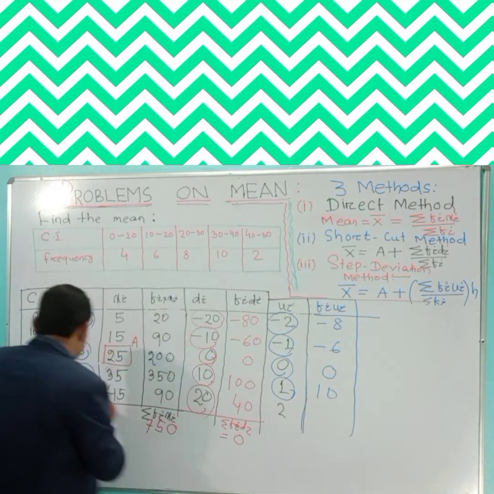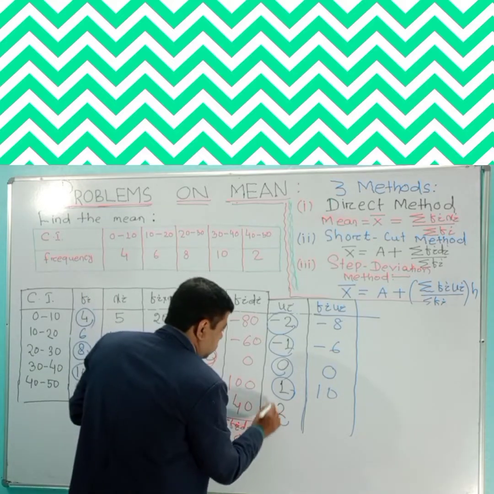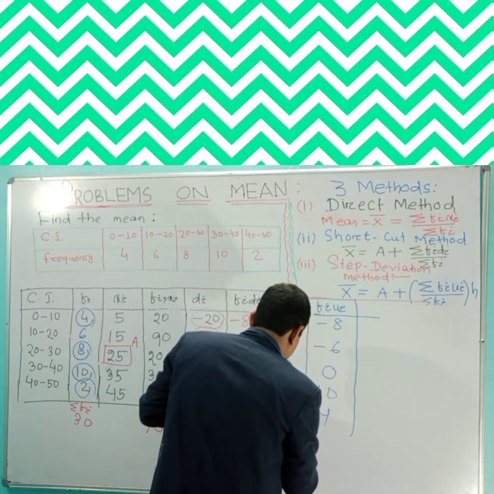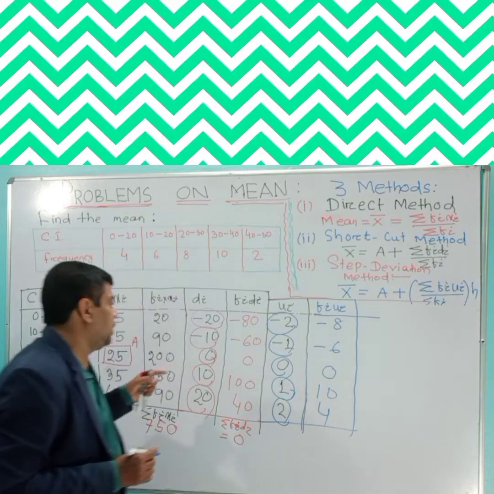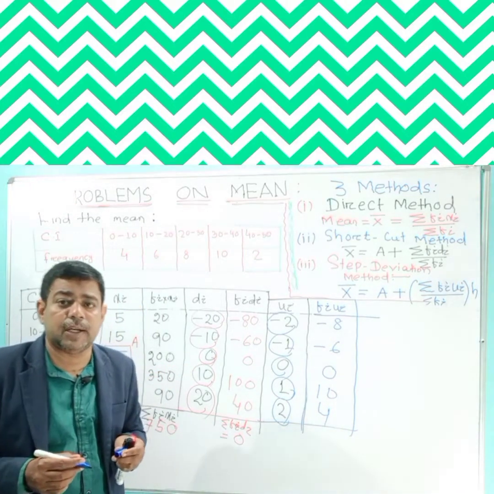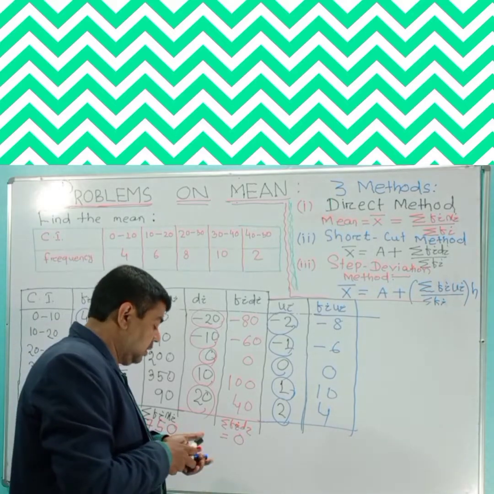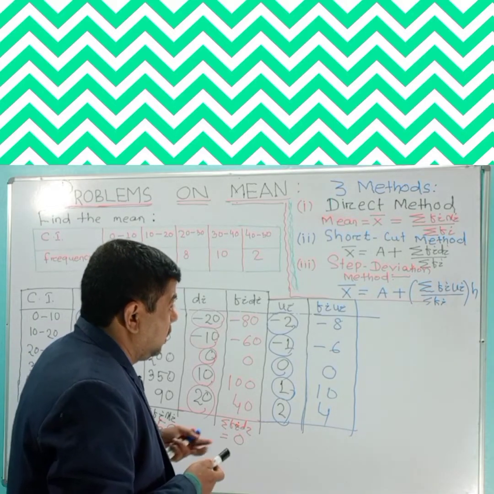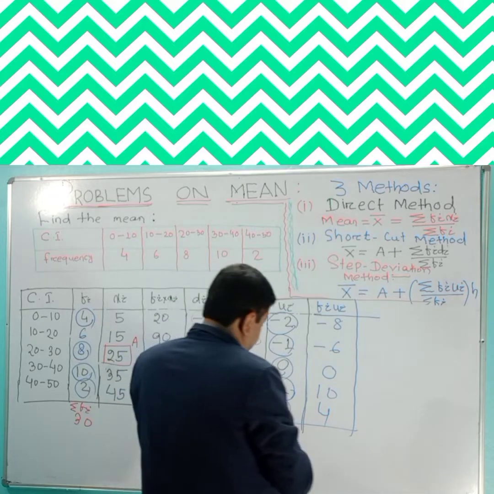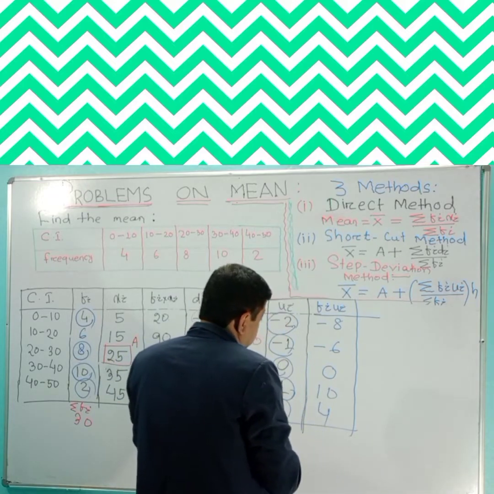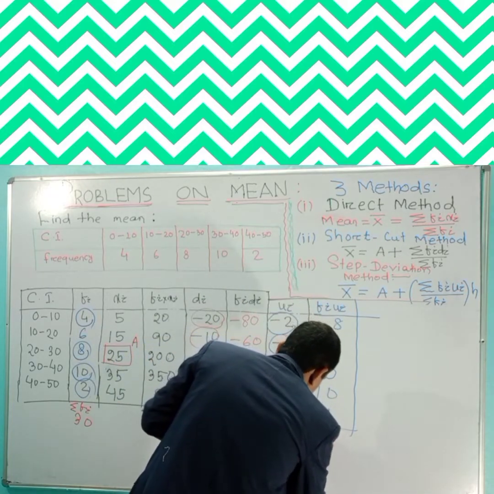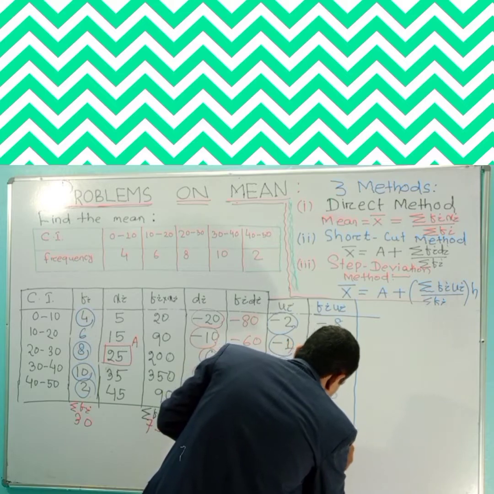Very simple. And here fi is 2, and 2 into 4. So in this, what you have to find out is fi ui: multiply the corresponding frequency with the corresponding value of ui of the corresponding class interval, right? Understand? After that you have to find the sum. Sum means summation of fi ui. Summation means addition. Yes or no?